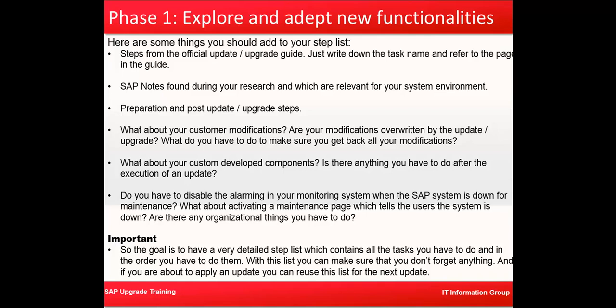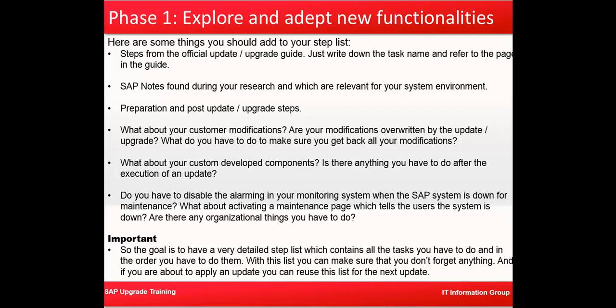What about your customer modifications? Are your modifications overwritten by the upgrade? What do you have to do to make sure that you get back all your modifications? Next thing is, what about your custom developed components? Is there anything that you have to do before or after the execution of an update? Do you have to disable the alarming in your monitoring system? Basically during an upgrade the system may be down during a downtime phase, so you may not want to receive those alerts during that period. So, the monitoring strategy during the phase of upgrade.